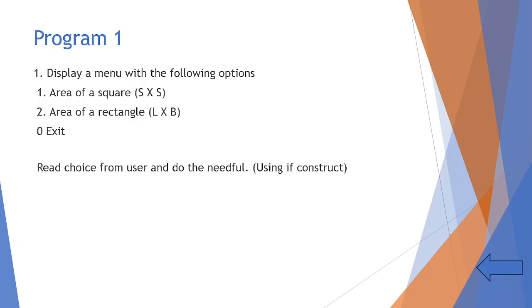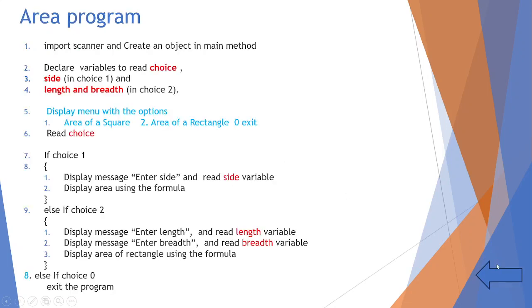So this is the question. Read choice. Choice can be either 1, 2 or 0. So if there is any choice, the if construct can be used. Let's see the area program.